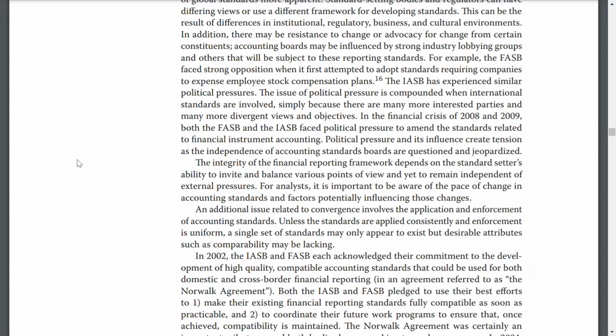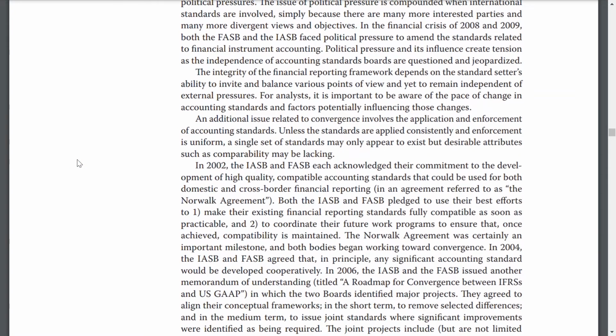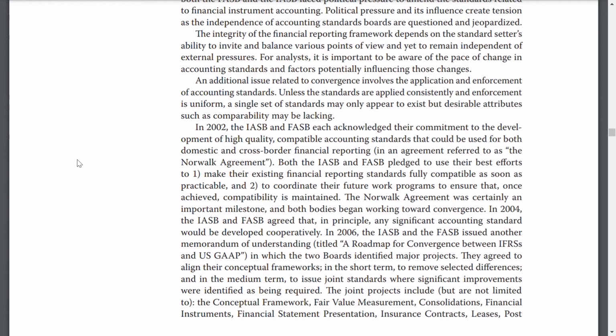For analysts, it's important to be aware of the pace of change in accounting standards and factors potentially influencing these changes. In addition, there are issues related to convergence, application, and enforcement of accounting standards. Unless the standards are applied consistently and enforcement is uniform, a single set of standards may only appear to exist, while desirable attributes such as comparability may be lacking.